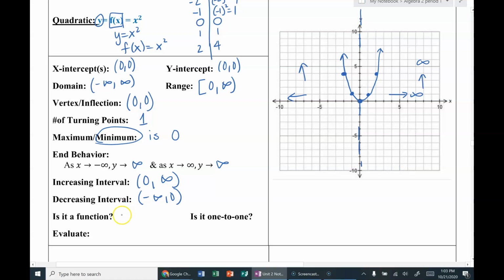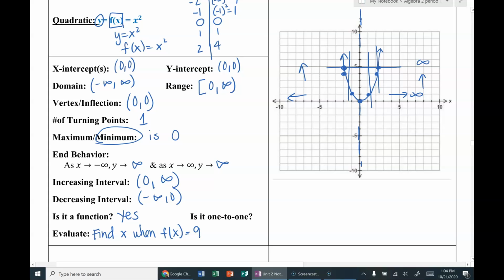Is it a function? Yes, it is, right? Because a function means that any x value that we choose on the graph should only have one y. Those are vertical lines, and again, it passes the vertical line test. Now, is it a one-to-one? No, because that first y that I made right there intersected two x locations, so it is not a one-to-one. Find x when f of x equals 9.